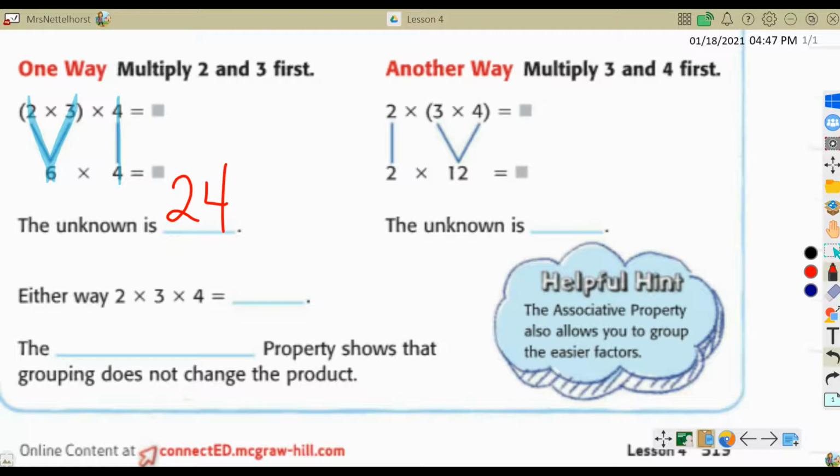Okay, another way, multiply 3 and 4 first. So, just like yesterday, we went to our parentheses first. 3 times 4 is 12, and then we bring down the 2 times, so then we multiply 2 times 12. Now, assuming we're multiplying correctly, 2 times 12 equals 24. So either way, 2 times 3 times 4 is 24. The associative property shows that grouping does not change the product.